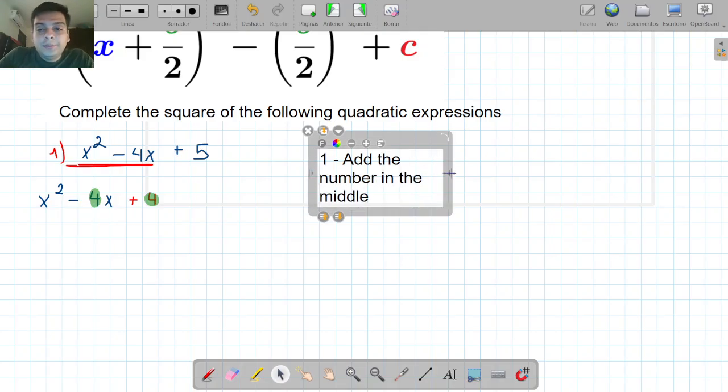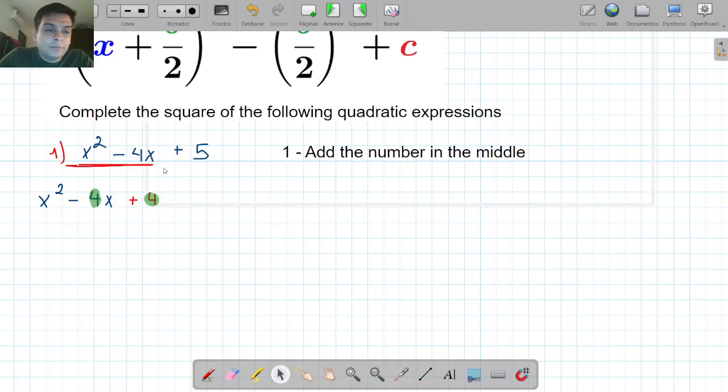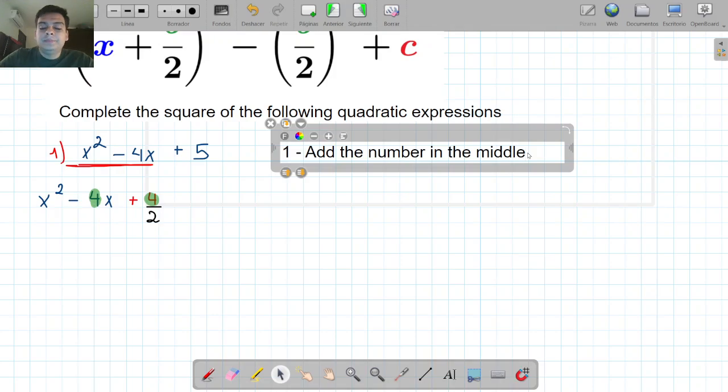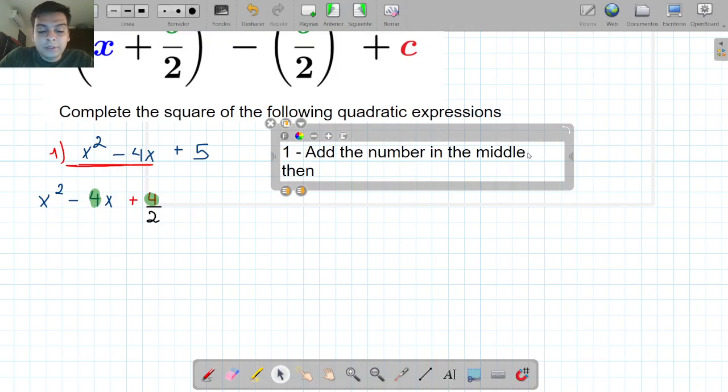What is the number in the middle now? 4. Second, this number in the middle, we are going to divide it by 2. So we add the number in the middle, then divide it by 2. Alright?